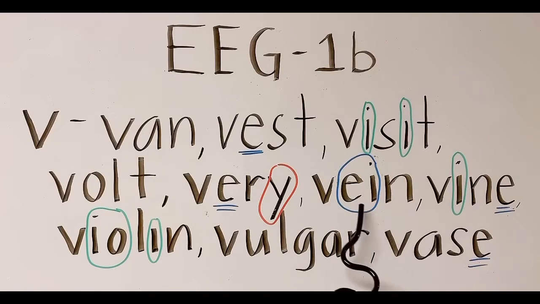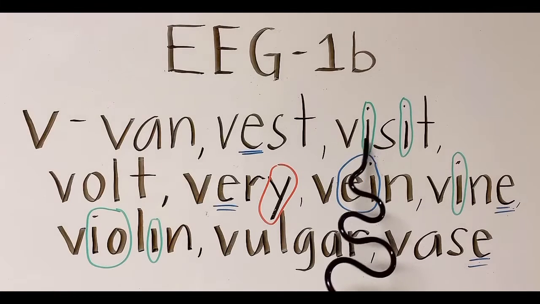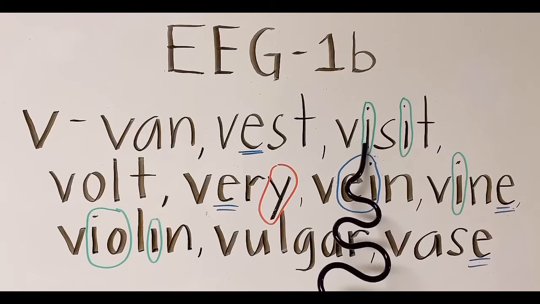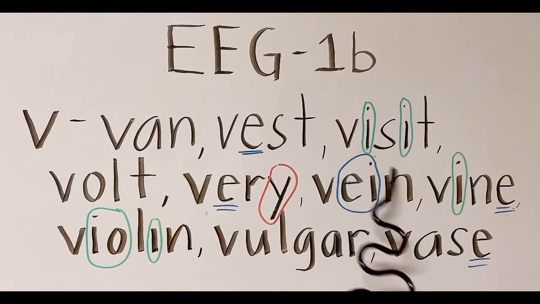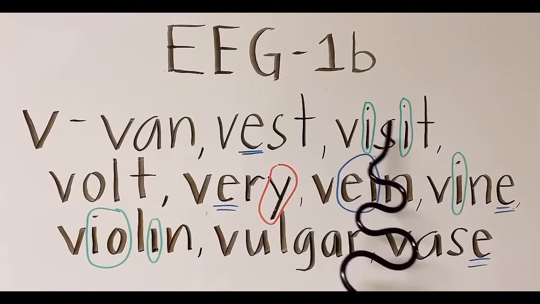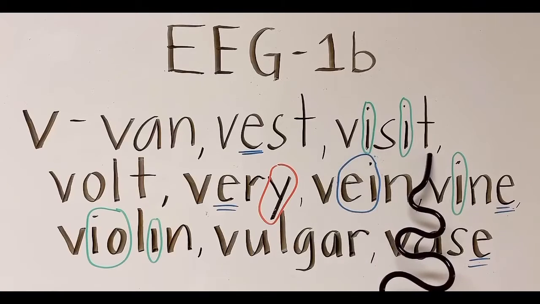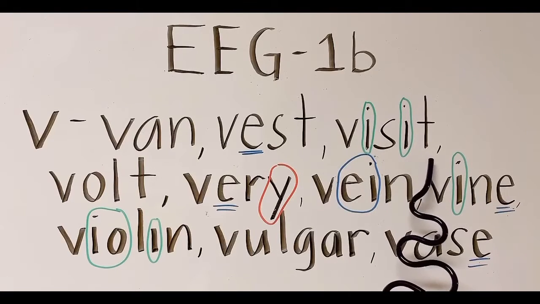Okay. However, E here is combined with the letter I. Okay. So their sound is A. That's why we read it vein. Okay. Vein. All right. Now, let's go to the letter I. Okay. Let's look at the letter I here. The sound is I. Visit. Visit. Okay.